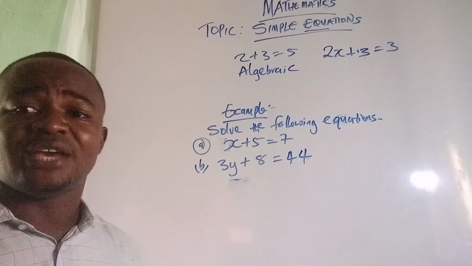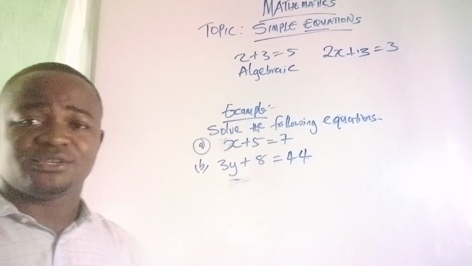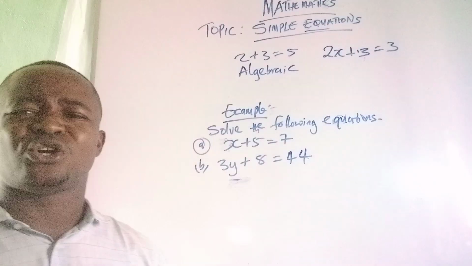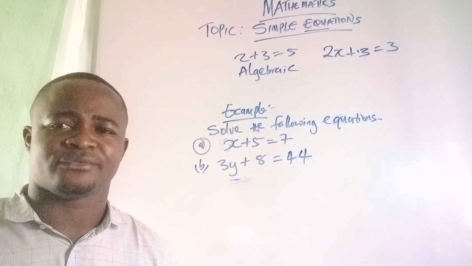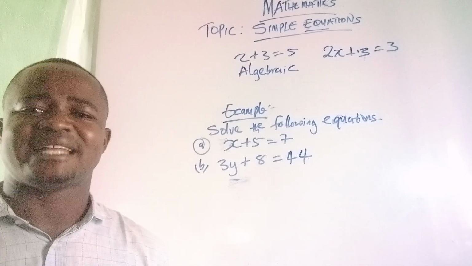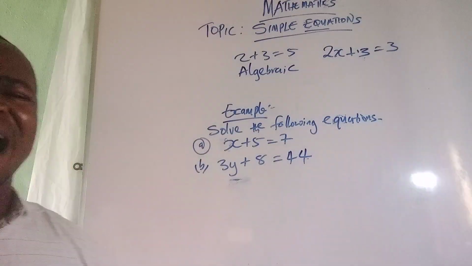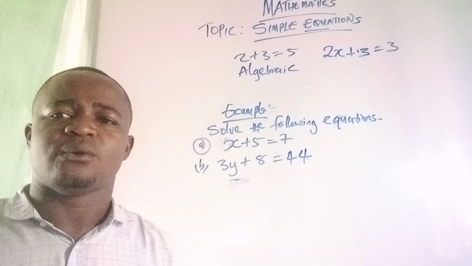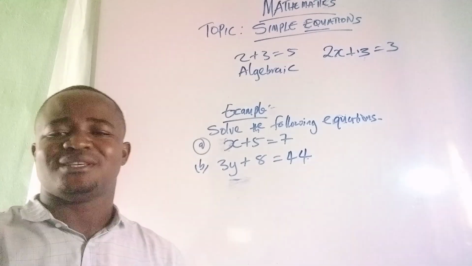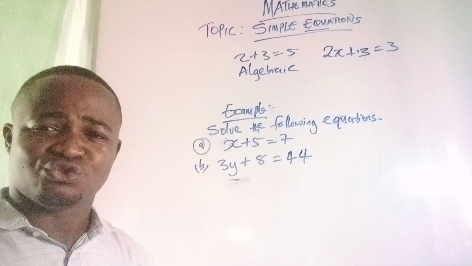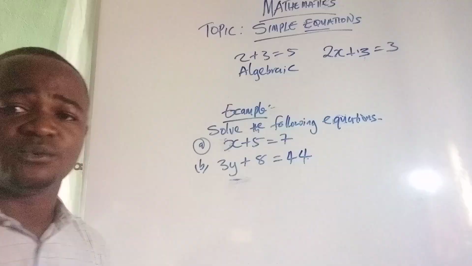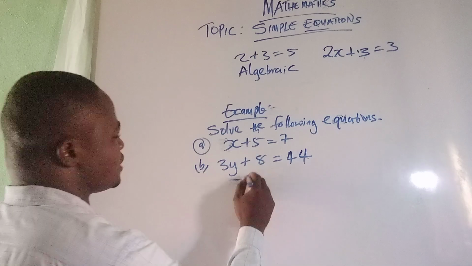There are two ways. You can use the balancing method, where you draw your weight scale. But here I'm going to use the method of collecting the like terms. I'll look for a way to make the x, that's the unknown, to be alone. Then the numbers should be at the other side of the equation. So, solution now.